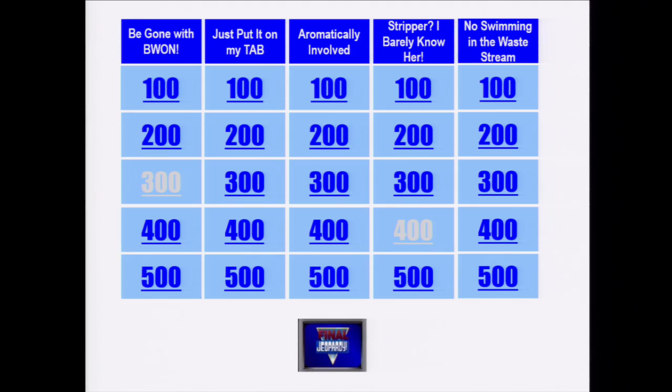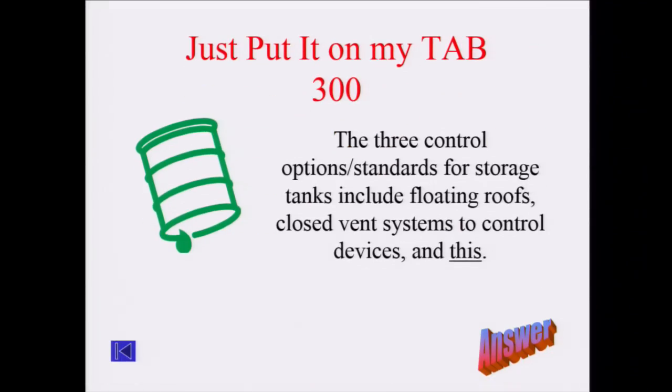All right. B West. No, you're B East. Put it on my tab for 300. The three control options or standards for storage tanks include floating roofs, closed vent system to control devices, and this.